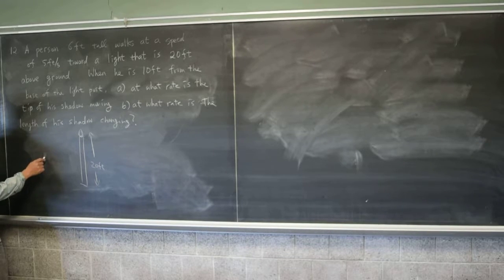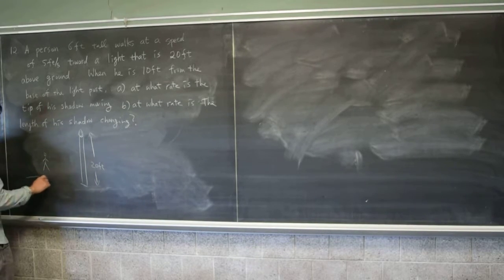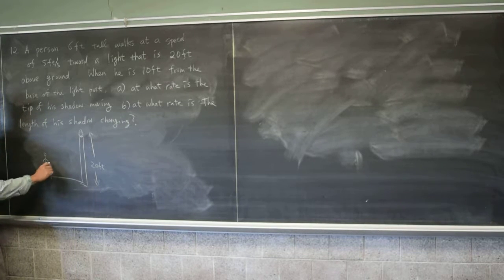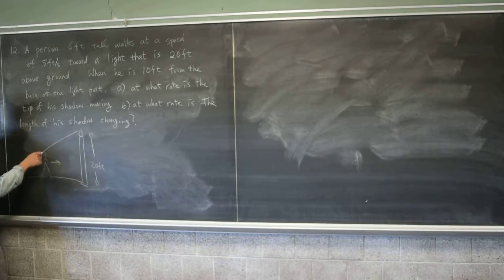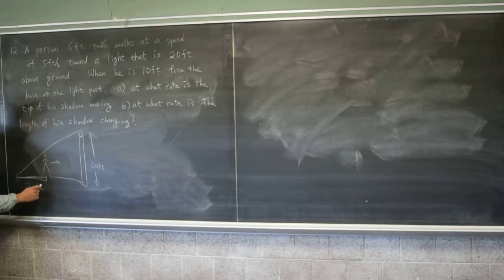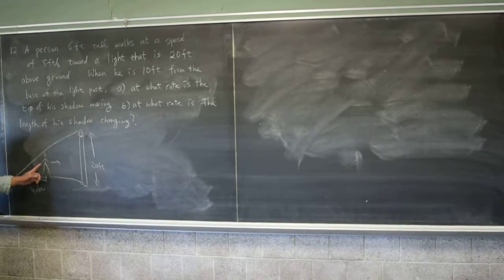And here's a guy, and he's walking towards the lamppost. Now, of course, this is dark. This will be his shadow. And the question is, at what rate is the tip of his shadow moving? So as he's going towards the lamppost, this is also going to be moving, right? So we want to find out the speed. And B, at what rate is the length of his shadow changing?